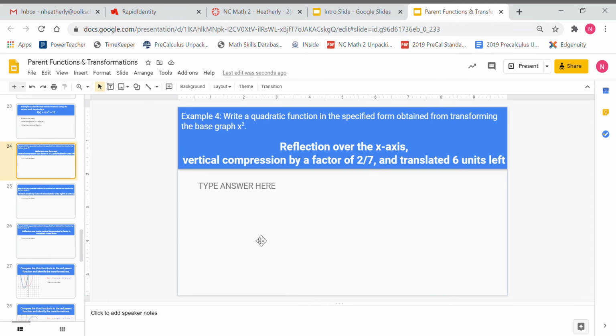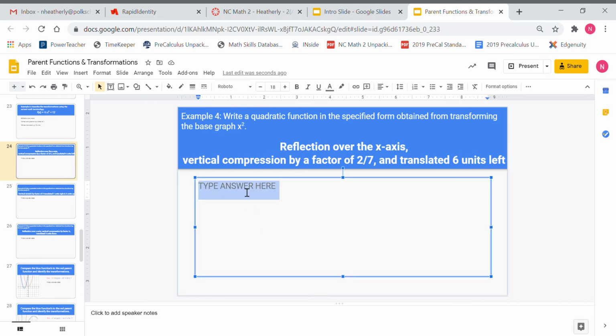Moving on, if we are going in the backwards direction, if we're given all the transformations, we should be able to write a function. Remember that the base function is x squared in these circumstances. Sometimes we'll change it up and use square root functions or rational functions, but here we're just dealing with the parabola, the quadratic. So we'll start out with our f of x. A reflection over the x-axis is a negative in front, so we'll start with a negative. A vertical compression by 2/7, so we'll write that next.